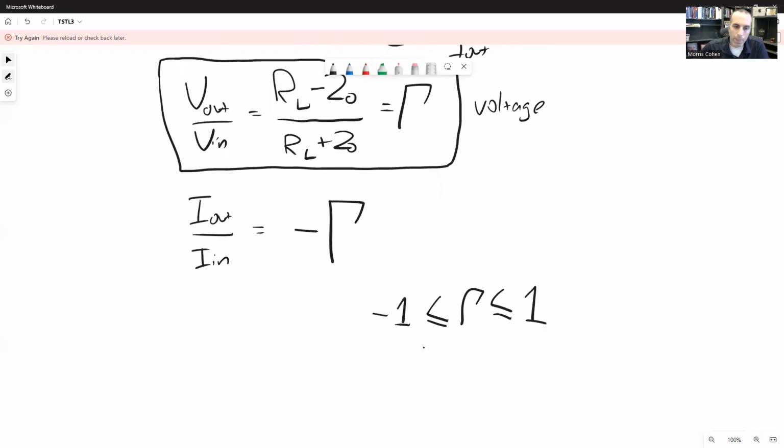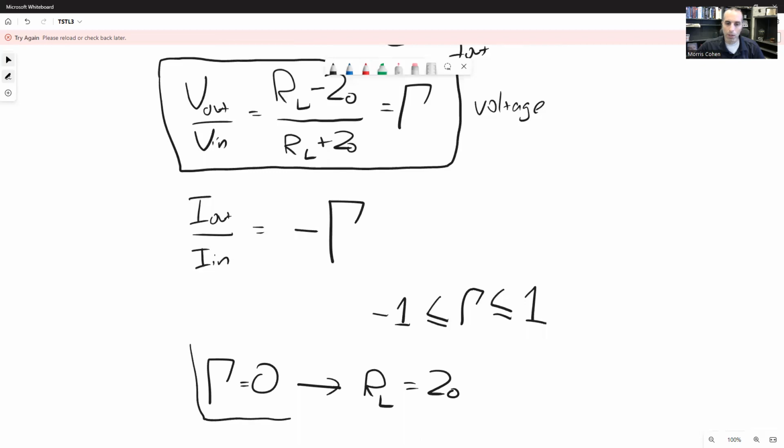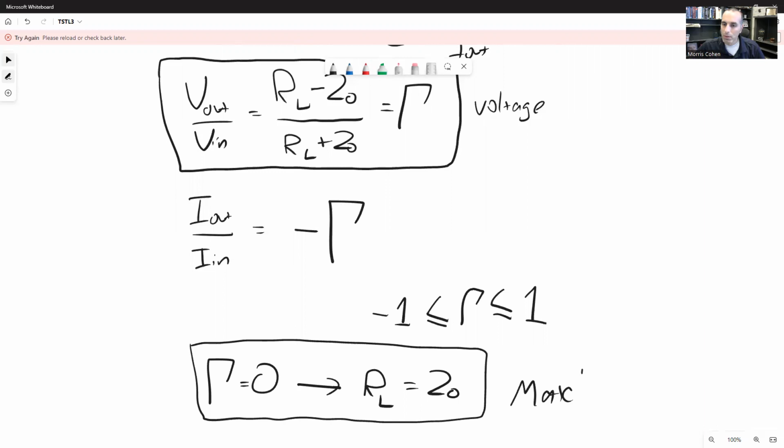Now notice, by the way, that gamma equals 0 occurs when RL equals Z0, right? When the value of the load is the same as the impedance of the transmission line, there is no reflection, because the wave is carrying voltage and current at precisely the ratio that the load resistor wants. And so there isn't a need for a reflection to keep everybody happy. So this special case where the load matches the line, we're going to call matched, when we have no reflection coefficient.